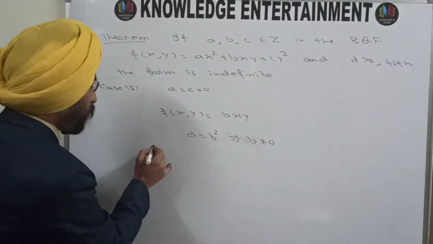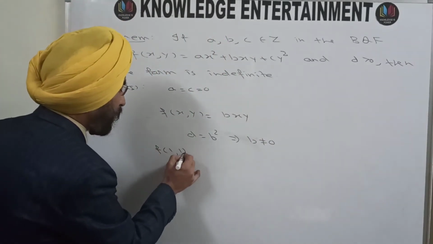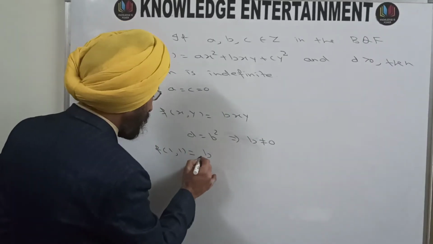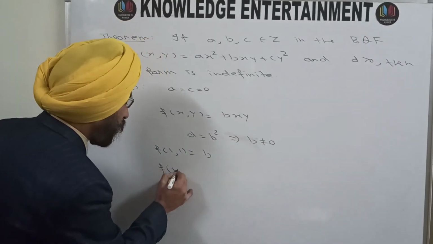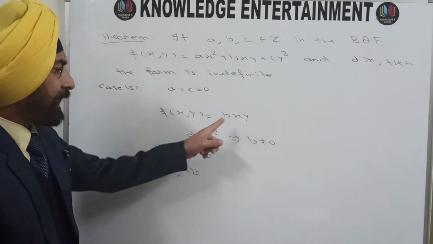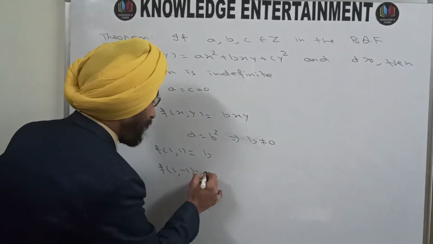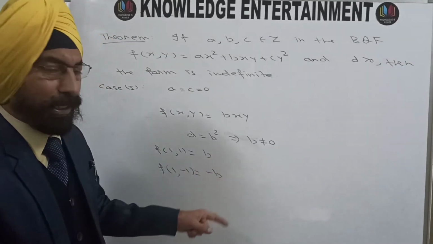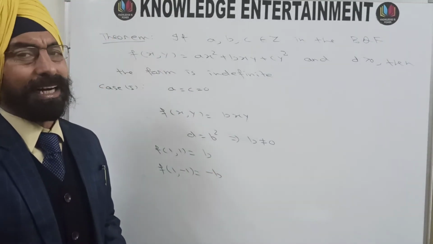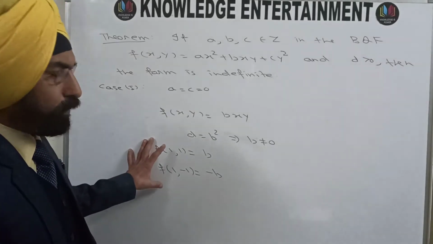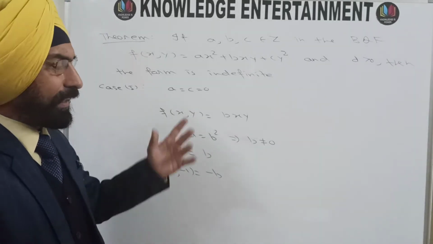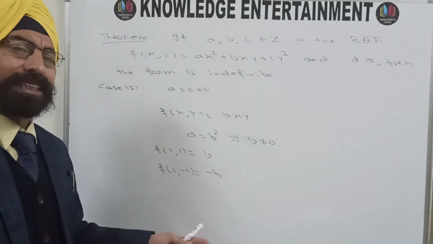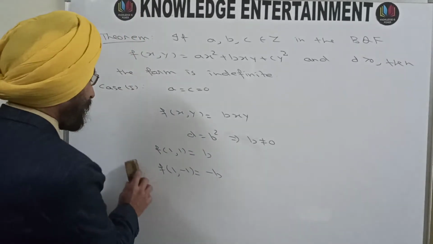Now look at what is your value of f(1,1). You substitute x to be 1 and y to be 1, and you will get b. Similarly, find the value of f(1,-1). x is 1 and y is minus 1, you will get minus b. Since b is not 0, definitely one of b and minus b is positive, the other one is negative. That means your binary quadratic form f(x,y) can assume both positive and negative values. So in this case, the binary quadratic form is indefinite.